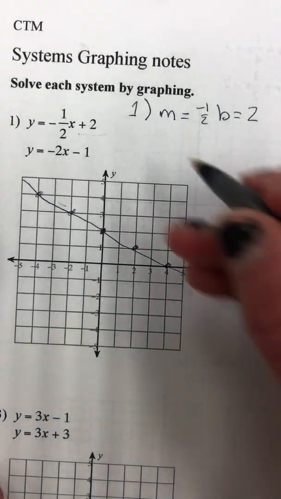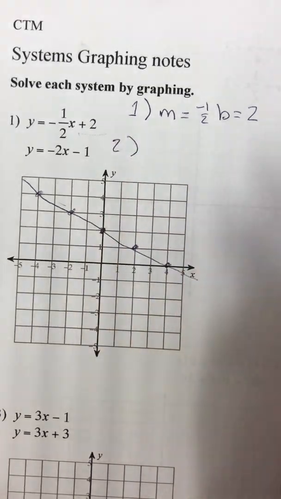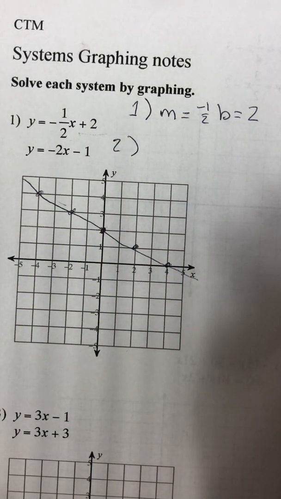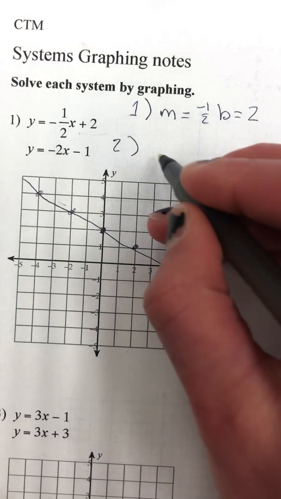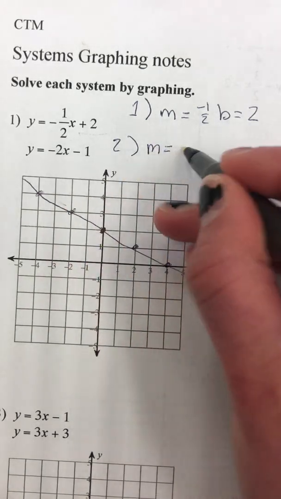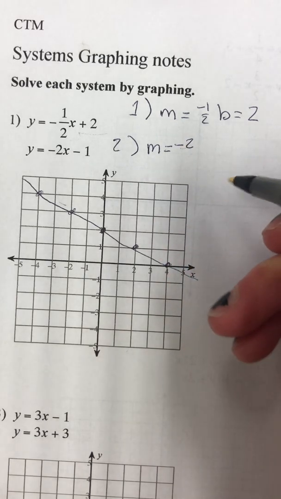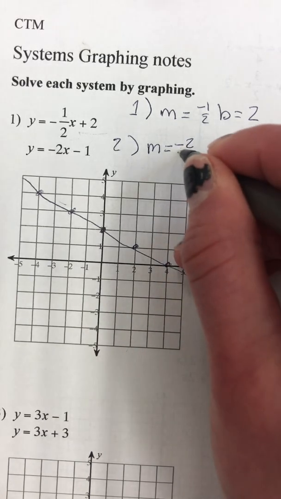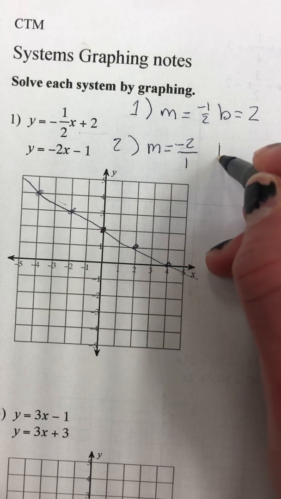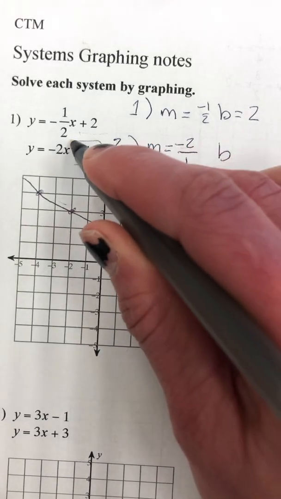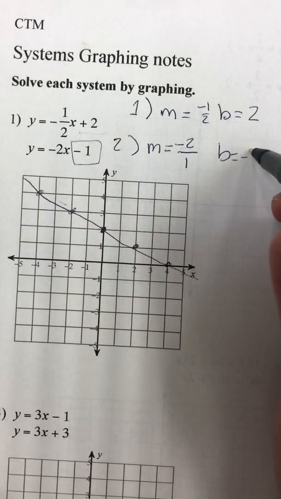All right, so now we're going to look at the second one, the second line. The slope is always the number paired with our x, so in this case it's negative 2. And remember, if it is an integer or a whole number, it is always going to be over 1. Our y-intercept is our constant, or the number that does not have a variable. In this case, it's going to be negative 1.